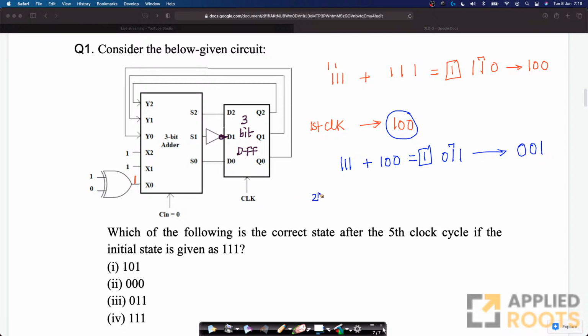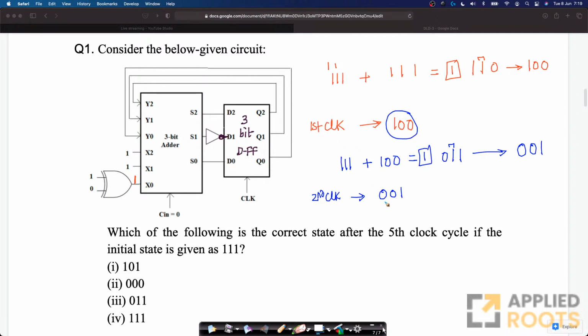Now let's assume there is a second clock tick. The moment the second clock tick happens, because this is a delay flip-flop, a D flip-flop, whatever is the input will be the output. So as soon as the second clock ticks, you get an output of 001. So this is after the second clock tick, right?